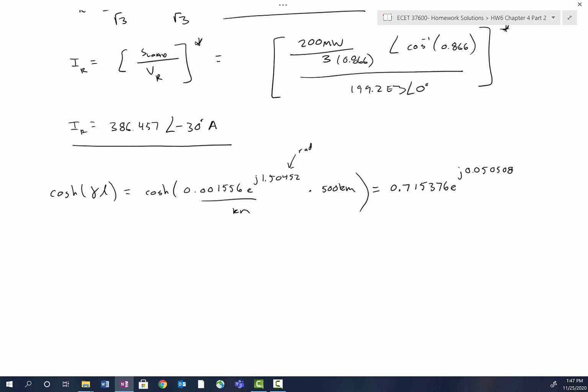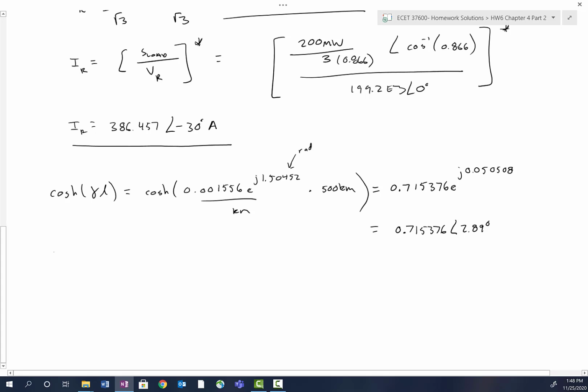So I just need to convert that 0.050508 radians over into degrees by multiplying by 180 over pi, and if you do that you get the phasor form of the complex number, 0.715376 at an angle of 2.89 degrees. So there you go, you have it in polar coordinates instead, which makes it in degrees, which makes it real easy to use.